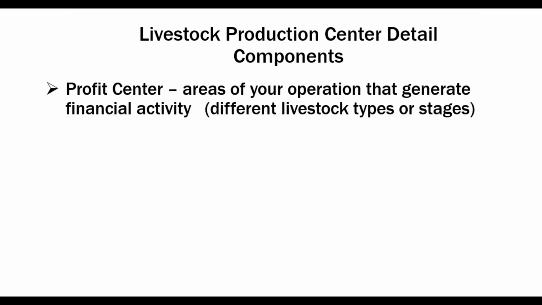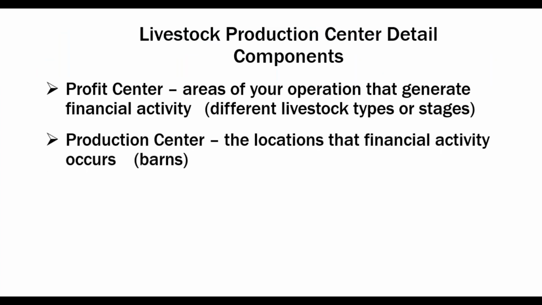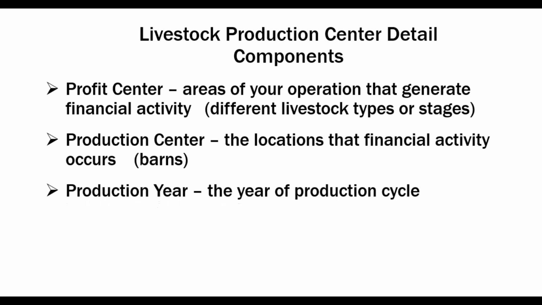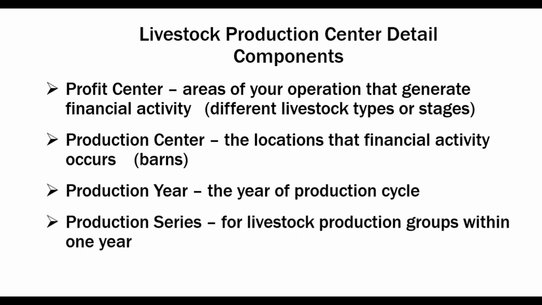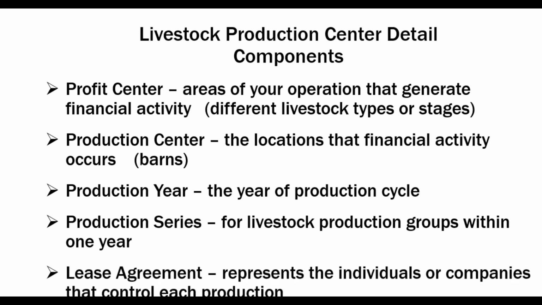The profit centers are your different livestock types or livestock stages. Production centers are the locations of those different groups, which might be your barns. Production year is the year of the production cycle. And with livestock, there's often more than one production group within any production year at the different locations. And your lease agreements are your different ownerships of livestock.